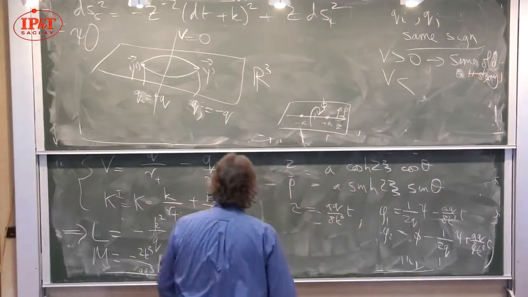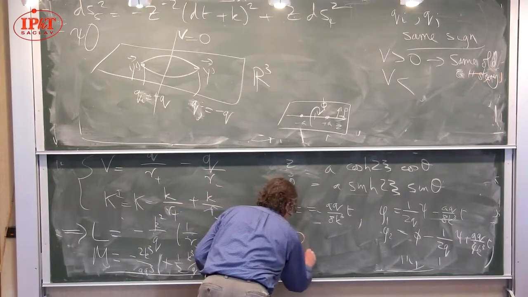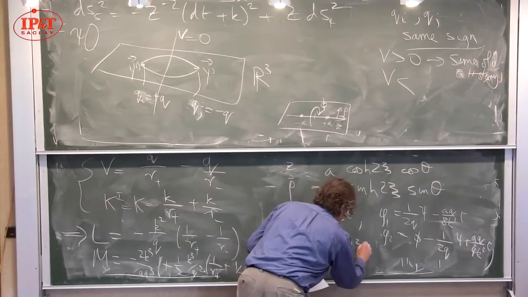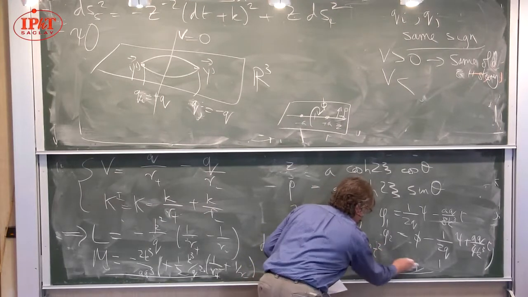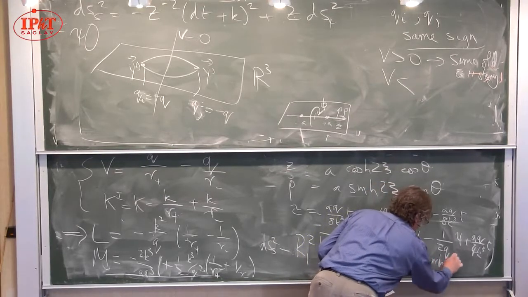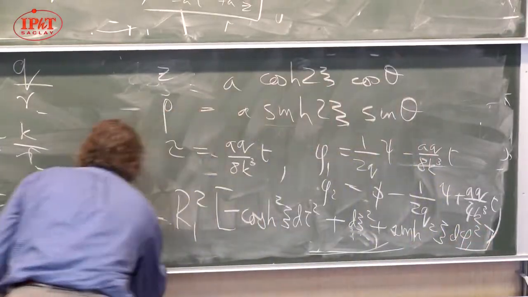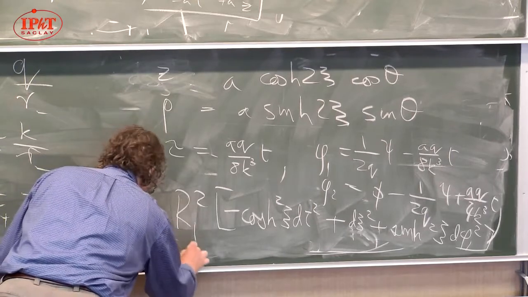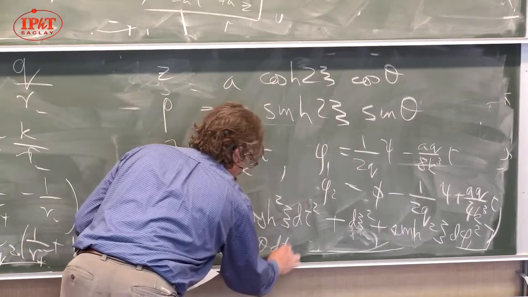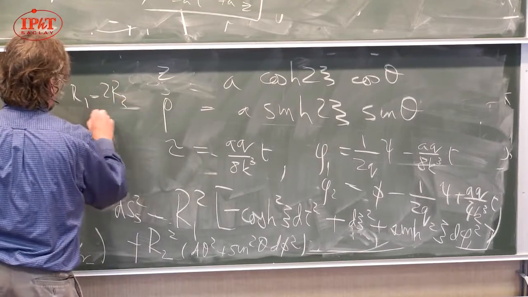You do that, and you find that the metric boils down to something extremely simple. It's equal to R1 squared times minus cosh squared xi dtor squared plus dxi squared plus sine squared sinh squared xi dphi1 squared, plus R2 squared times d theta squared plus sine squared theta d phi squared, where R1 is equal to 2R2 is equal to 4k.